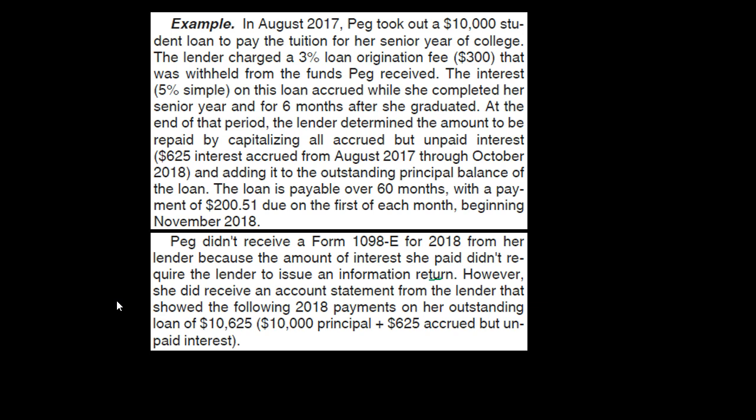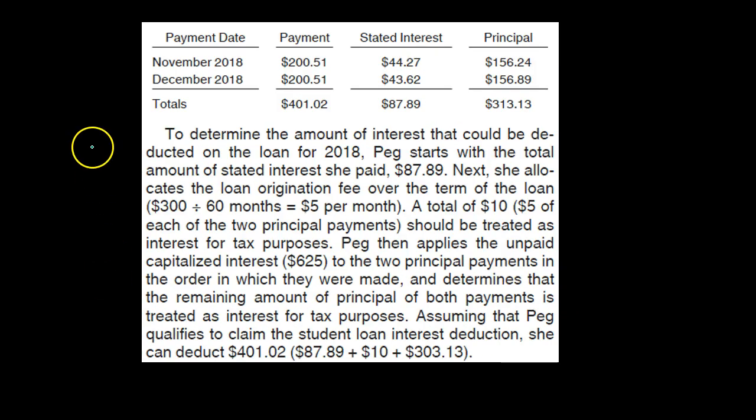However, she did receive an account statement from the lender that showed the following 2018 payment on her outstanding loan of $10,625. She had $10,000 principal, $625 accrued but unpaid interest. So here we have the breakout: payment due, payment, stated interest, and principal. So we've got the payments that have been made, the stated interest amounts, and the principal amounts.